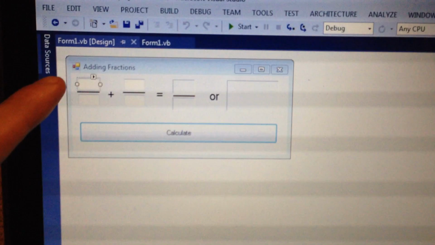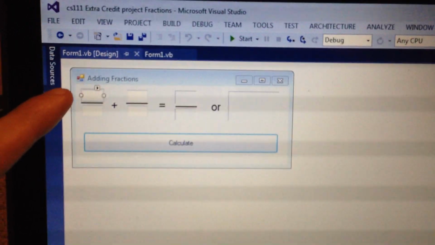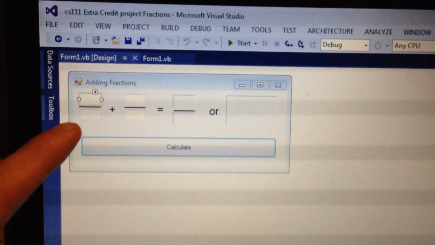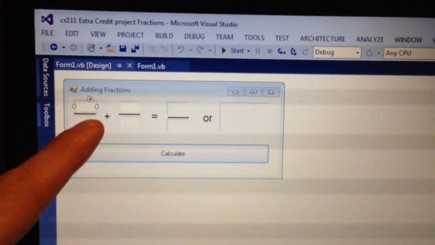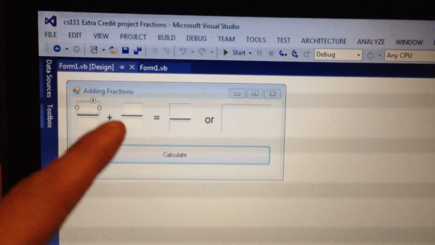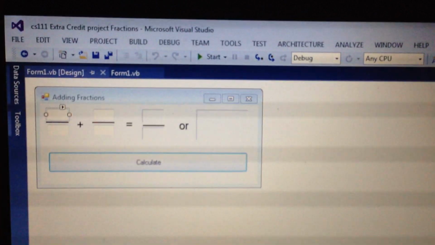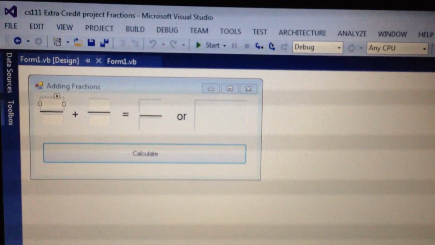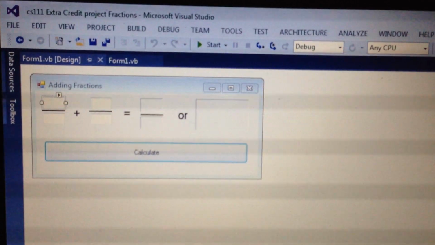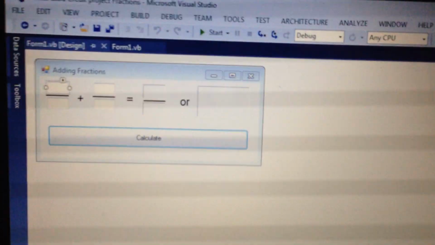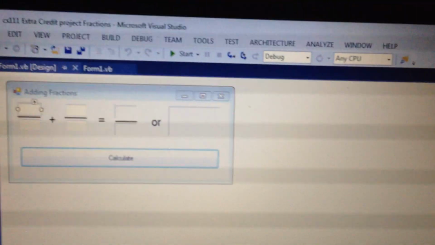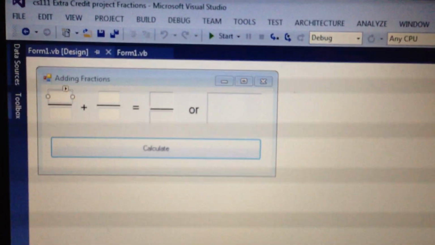We have here fraction 1 where we have a text box in the numerator and a text box in the denominator. We've added a label with the plus sign indicating that we'll be adding these two fractions. In the second fraction we've done the same thing. We have a text box in the numerator and a text box in the denominator. We've now input an equal sign with the label to give us our answer.